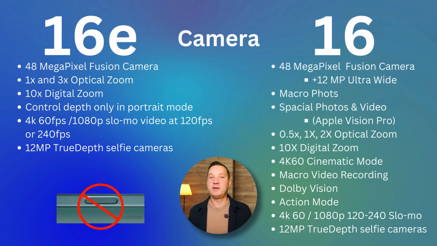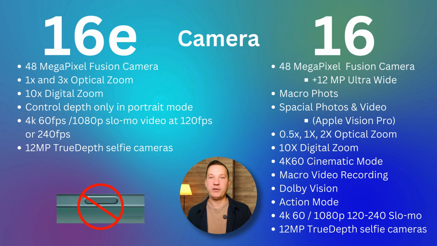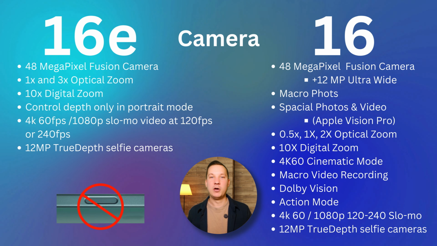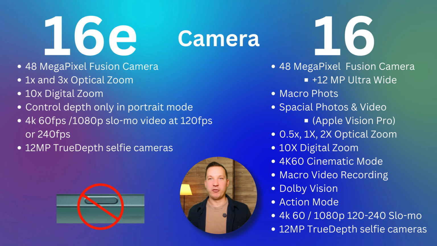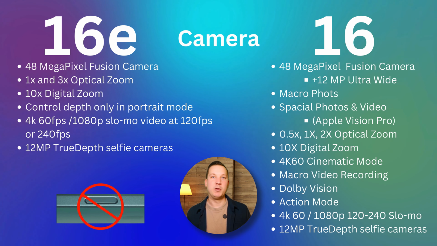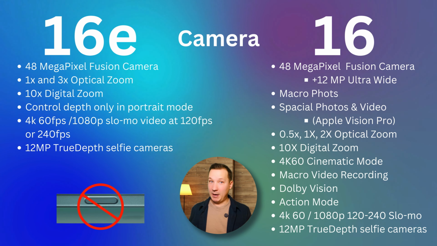The 16e and 16 both have Photographic Styles, with the 16 having the latest generation, and here's where the camera differences really come out. The 16 gains macro photography, spatial photos and videos, Cinematic mode, and Action mode. The 16e does not have any of these options.